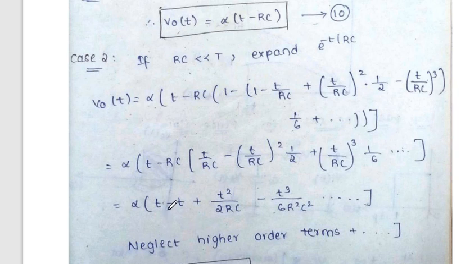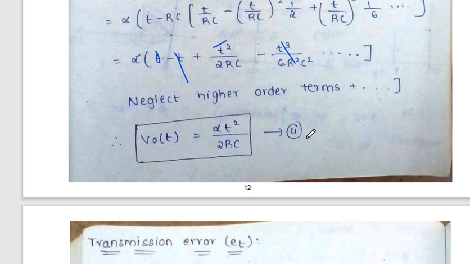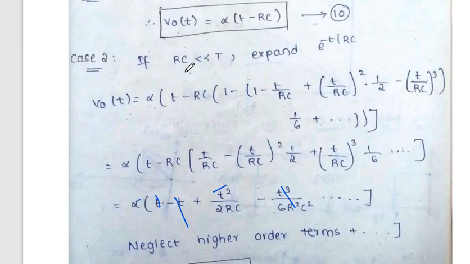Therefore, alpha into t minus, take this RC inside, RC cancel. Therefore, minus t, minus into minus plus RC, RC cancel. Therefore, t square by 2 RC minus t cube by 6 R square C square and so on. Neglect all the higher order terms. Plus t minus t cancel here. Therefore, we get V naught of t equal to alpha into t square by 2 RC. This is the expression for output response V naught of t for RC far less than t.